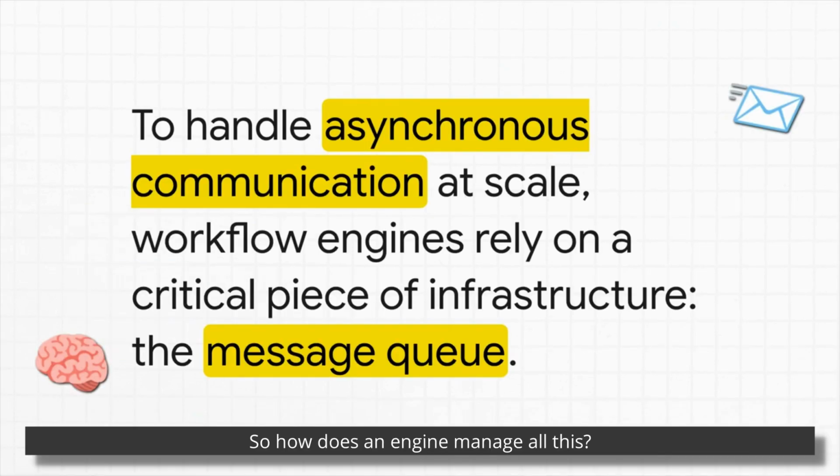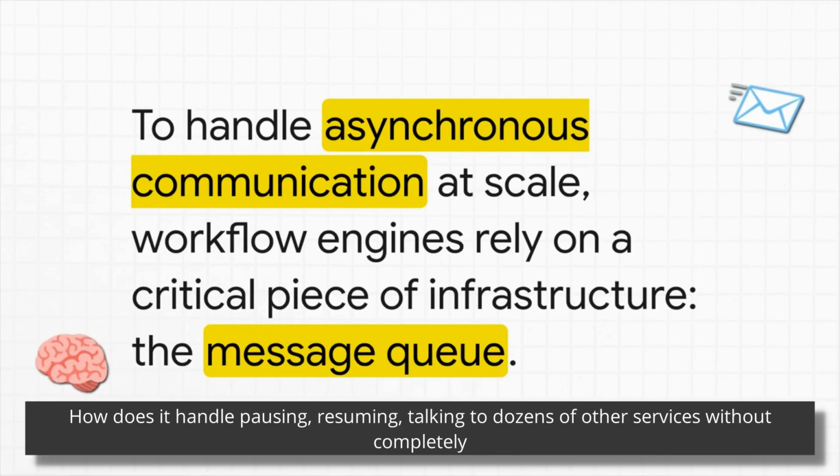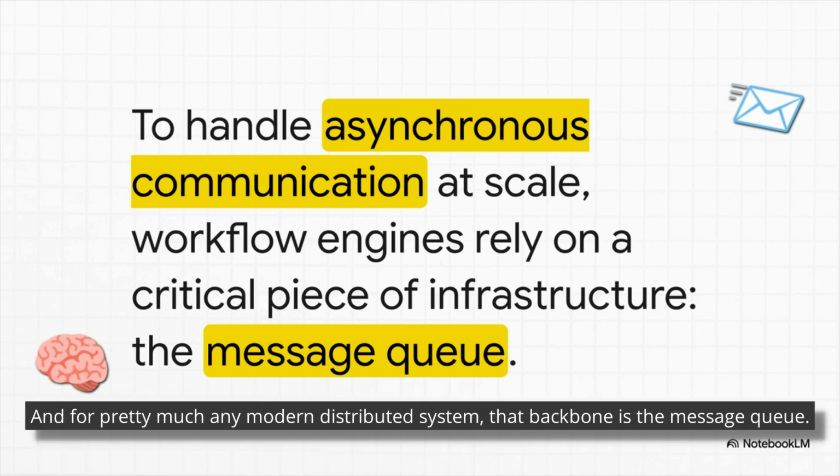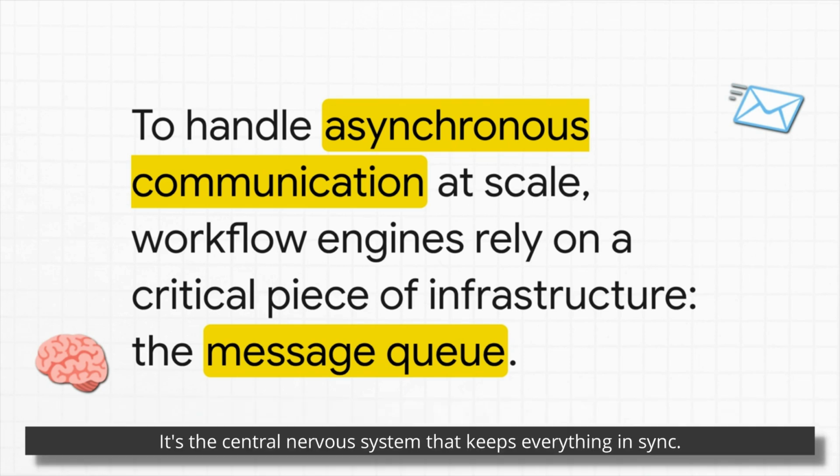So how does an engine manage all this? How does it handle pausing, resuming, talking to dozens of other services without completely falling apart? It needs a backbone. And for pretty much any modern distributed system, that backbone is the message queue. It's the central nervous system that keeps everything in sync.